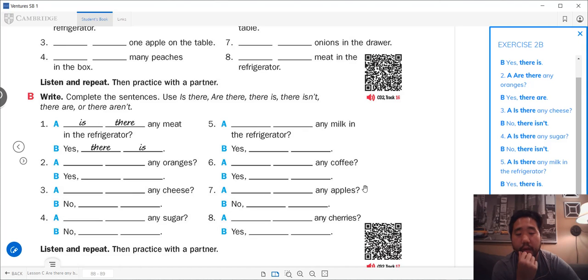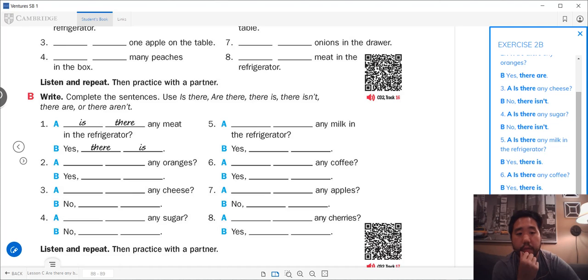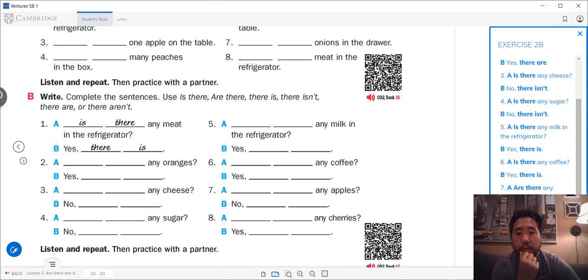Number 7, blank blank any apples? Apple is a noun that can be counted, and it is plural because there's more than one. So we have to say, are there any apples? No, there aren't. There aren't. So here we go. Yes. Are there any apples? Oh, this answer is wrong. It has to be no, there aren't. Okay, this is a wrong answer. Sorry. So because the answer starts with a no, not a yes.